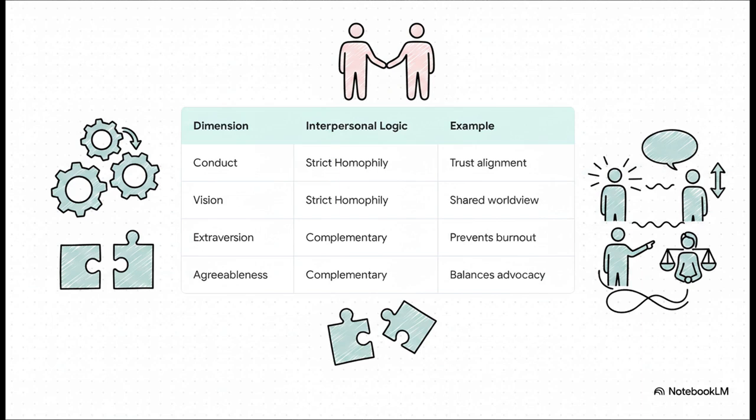But for extroversion and agreeableness, the system actually rewards complementary, opposite traits. Think about it. An extrovert and an introvert pairing actually prevents social exhaustion, while a highly direct person pairs beautifully with an accommodating person to balance external advocacy with internal negotiation.